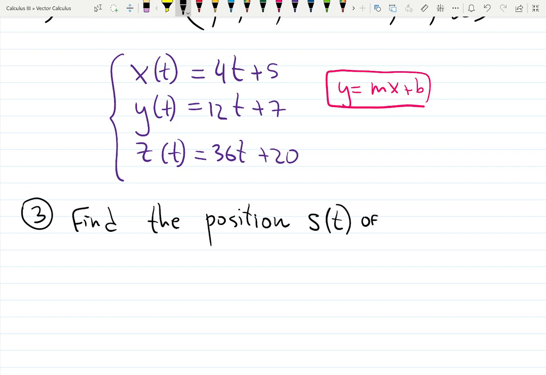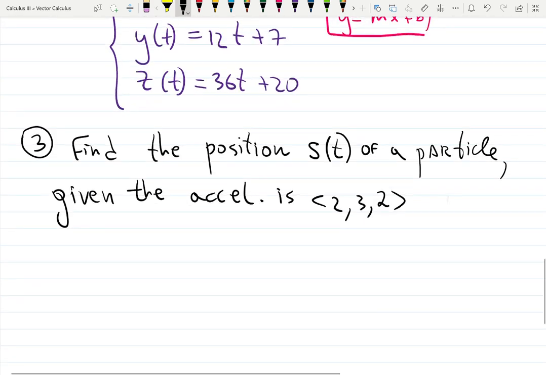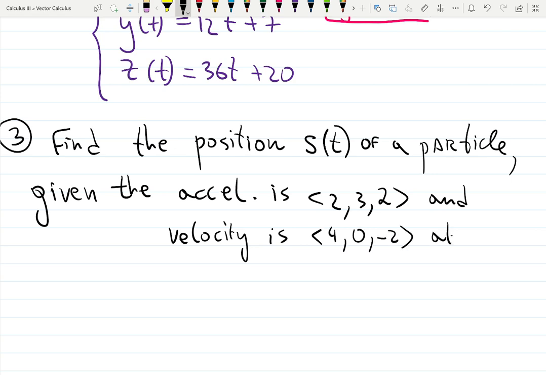S is not given. We want to find the position of a particle, given the acceleration as a vector this time. So that's the new thing. In vector calculus, we'll learn that things can be given as a vector. And velocity is 4, 0, minus 2 at t equals 1.